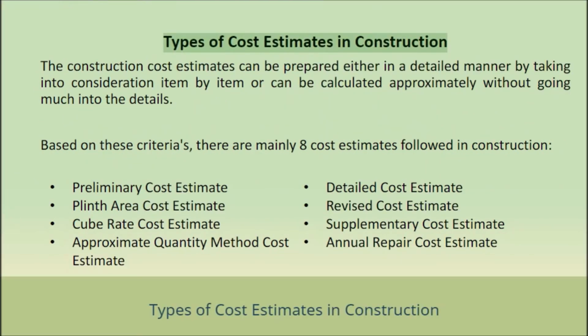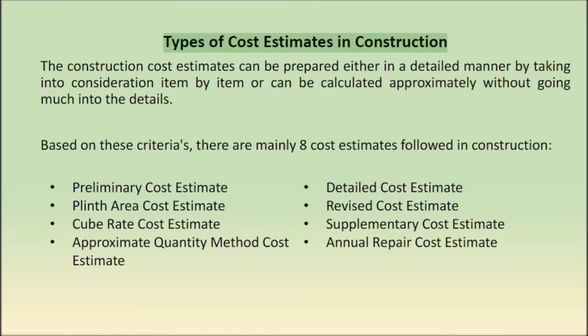Types of cost estimates in construction. The construction cost estimates can be prepared either in a detailed manner by taking into consideration item by item, or can be calculated approximately without going much into the details. Based on these criteria, there are mainly 8 cost estimates followed in construction.